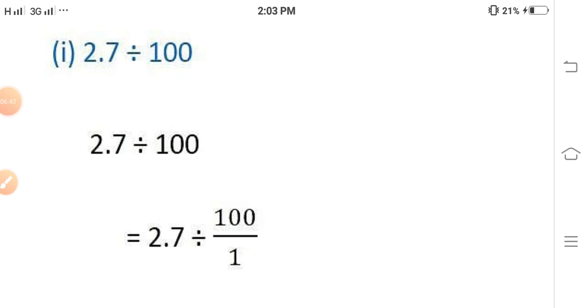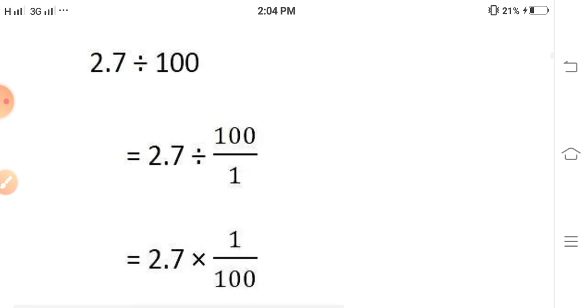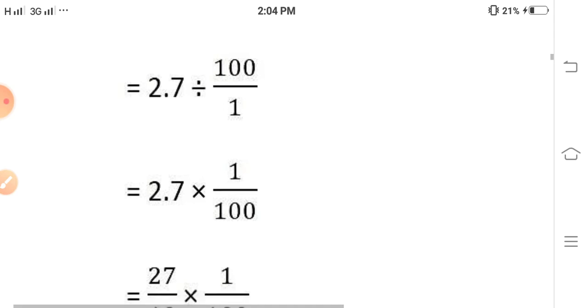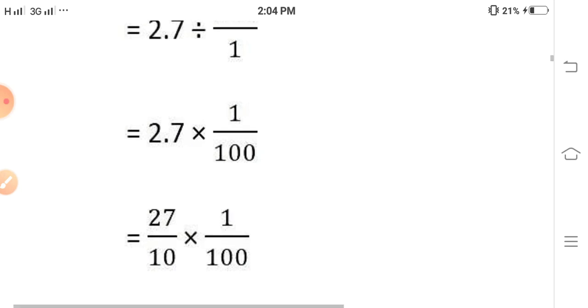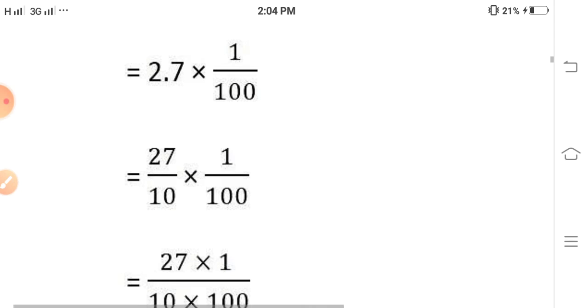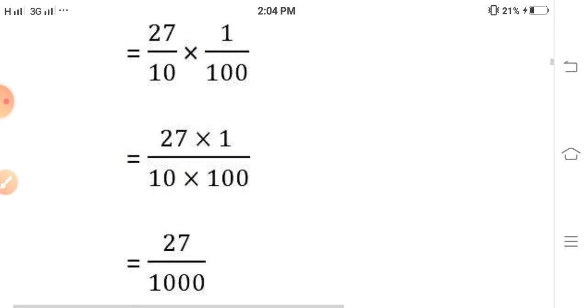First part, 2.7 divided by 100. Again we can write 100 as 100 upon 1. Take the reciprocal and change the sign. So it becomes 2.7 multiplied by 1 upon 100. Remove the decimal. It becomes 27 upon 10 multiplied by 1 upon 100. So on simplifying it, it becomes 27 upon 1000.